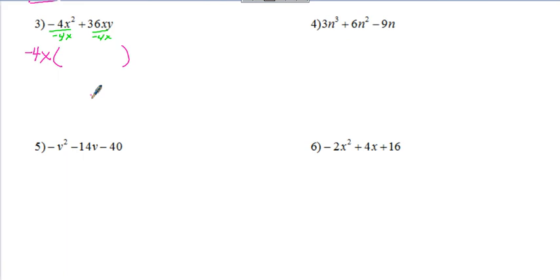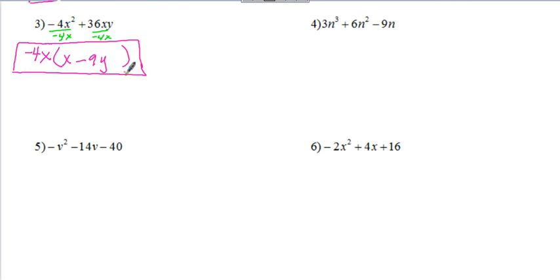The left behind goes in here. -4x squared divided by -4x leaves just x behind. 36xy divided by -4x will leave behind a -9y. I look in here to see if there's anything else that I can factor, as I did in number 1, and there is not. So this is the final factored version of that expression. We've done all we can do for that one.